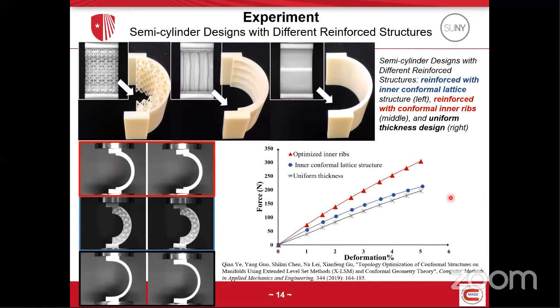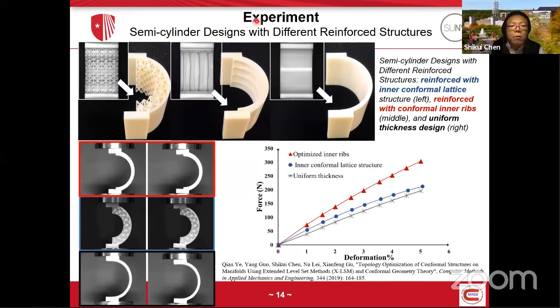And then we do a uniaxial compression test, and we compare just the mean compliance of the three designs. As you see here, the conformal rib structure has the highest stiffness. And the reference structure with uniform thickness has the lowest stiffness. And the conformal lattice structure is something in between. So that means with the same weight or the same volume, the conformal rib structure, a continuous structure, has the best performance. Or with the same performance requirement, we can get the lightest design if we use the conformal topology optimization. So that's the conclusion we can make here.